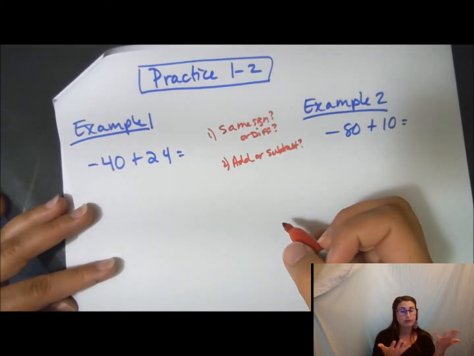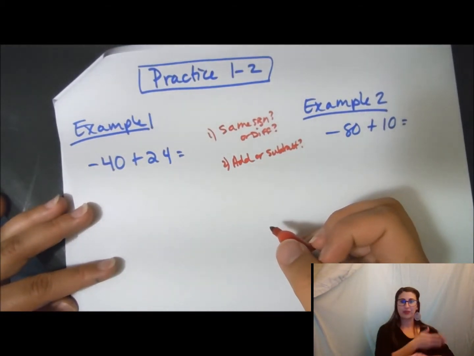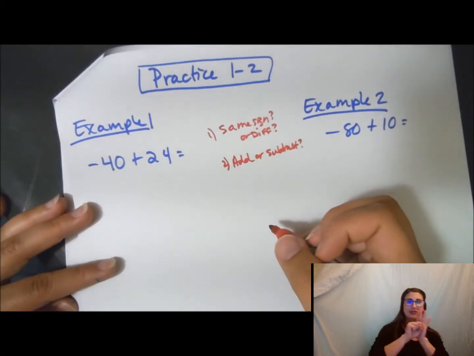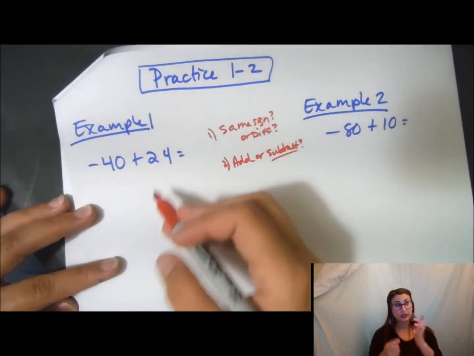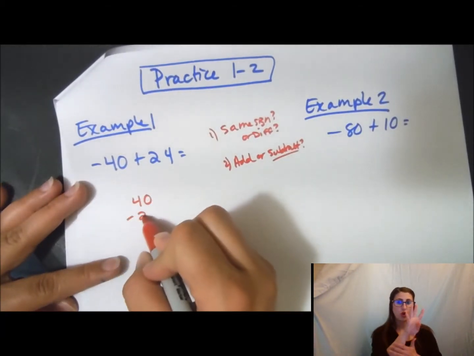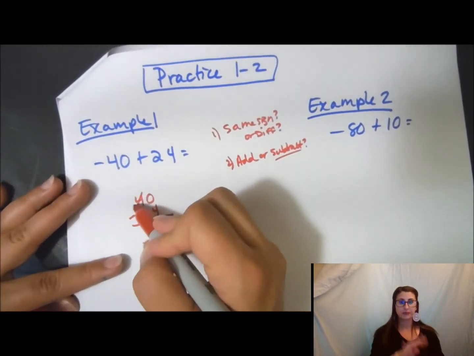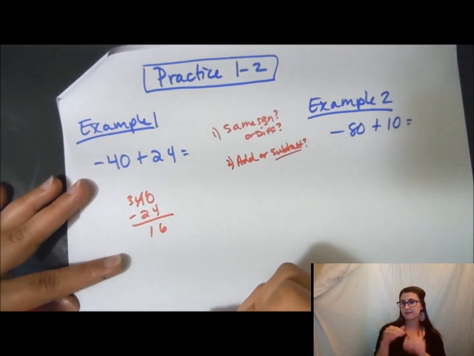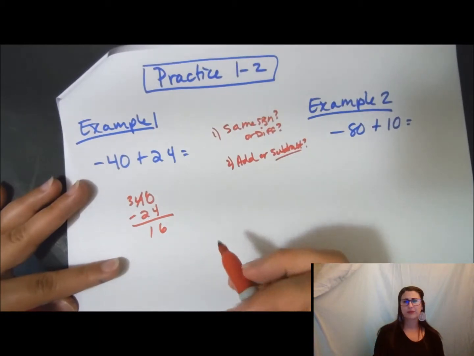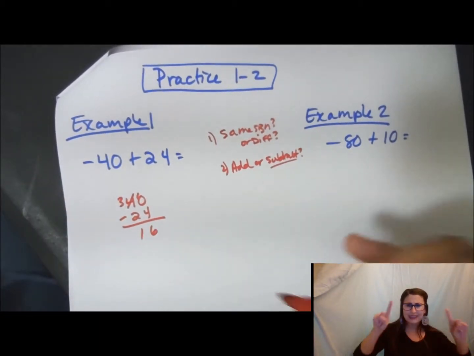Well, then that is where you start thinking of the song. Same sign, add and keep, different sign, subtract. So I'm going to subtract in this case. So 40 minus 24. Okay. All right, so 16. All right, now different sign, subtract.